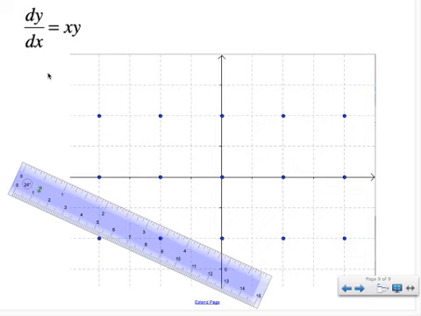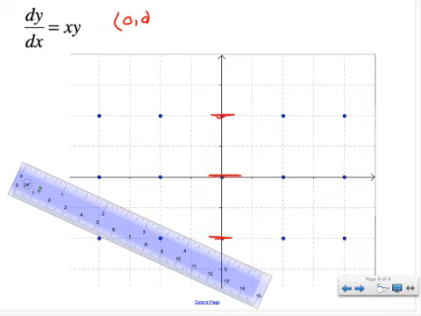There are a couple of easy points to start. dy/dx equals x times y. Let's plug in the ordered pair (0, 0). That's one of my lattice points, and it's very clear that the slope at (0, 0) will be 0, so I can draw a flat or horizontal tangent line right there. In fact, anywhere where the x-coordinate or the y-coordinate is 0, you'll have a slope of 0. So I can go ahead and fill in all those right away.